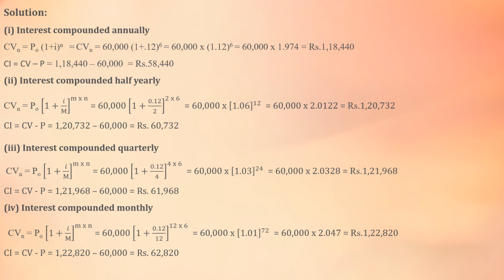4. Interest compounded monthly. Monthly interest means 6 into 12 is 72 times interest is calculated. CVN equals 1,22,820 rupees. C equals CV minus P equals 1,22,820 minus 60,000 equals Rs. 62,820.